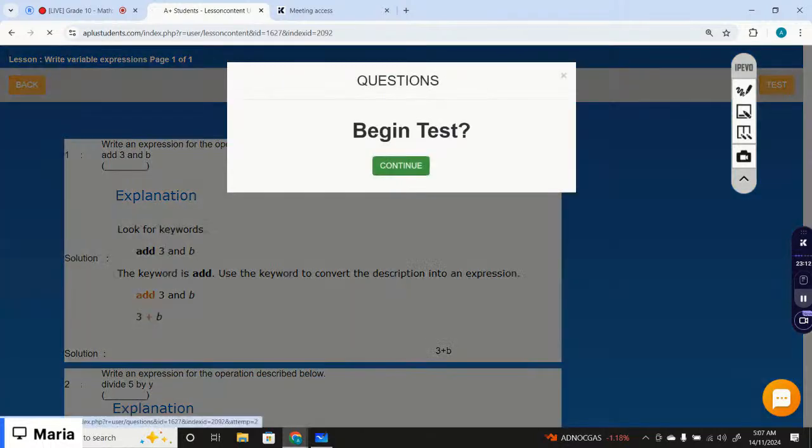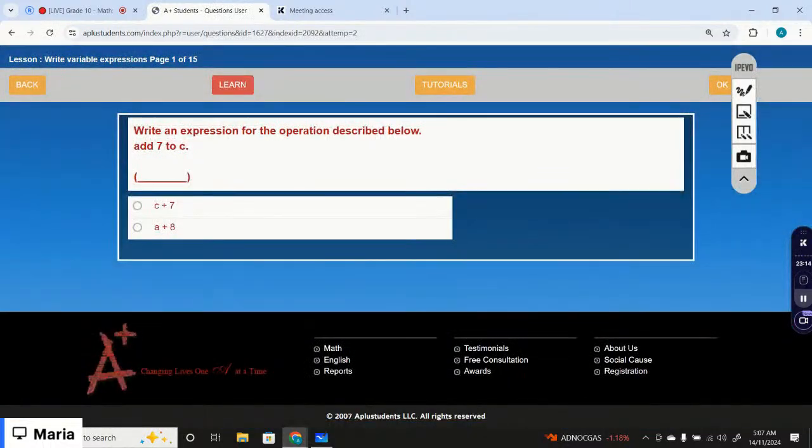Let's just start with the test questions. Add 7 to c, so which is the correct option? Add means you need to replace the word add with a sign, right? That is c plus 7. Option number 1 is the correct option.